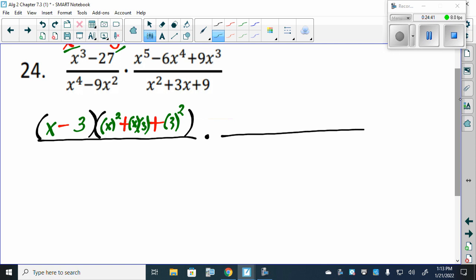Any questions on this so far? What are we expecting the quadratic part of this to turn out to be? Well, most likely it's going to be our x squared plus 3x plus 9.